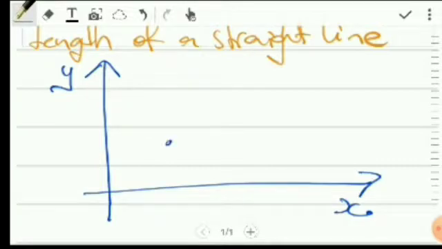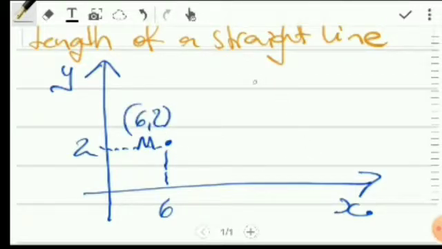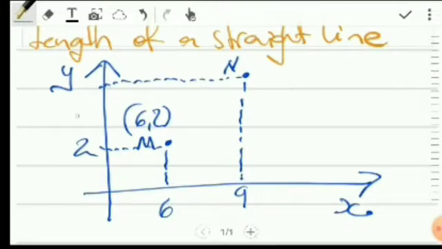And let's say I have a point here. I call this point maybe M. And the coordinate for M is 6, 2. So I could have 6, 2 here. That's representing M. And the coordinate for N is, as you can see, 9, 6. So the coordinate of this point is actually 9, 6.